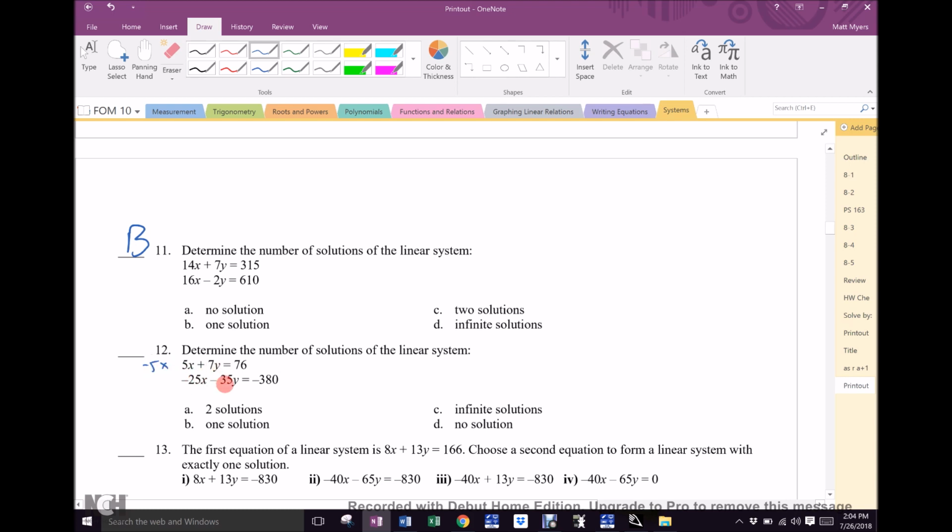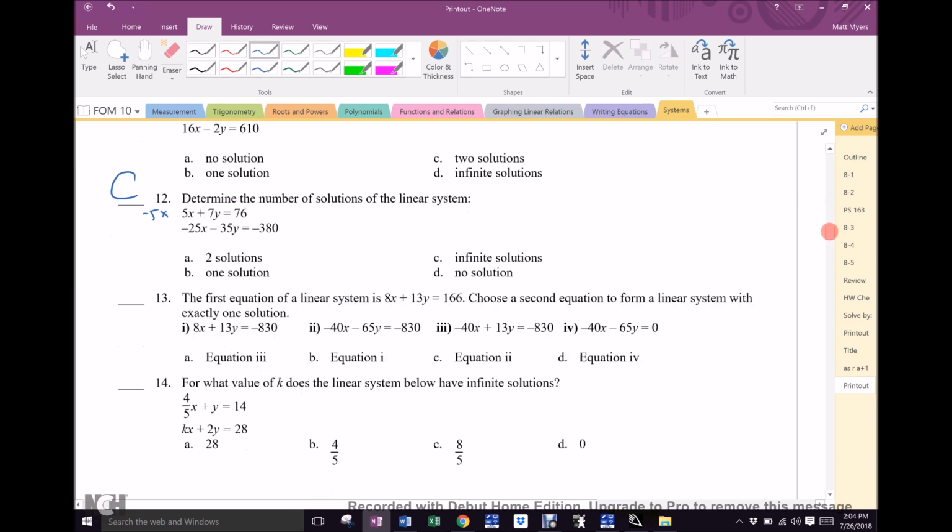This one, again, times -5 to get there. 7 times -5 is -35. That works. 76 times 5 is -380. So they're the exact same line, so they have infinite solutions.